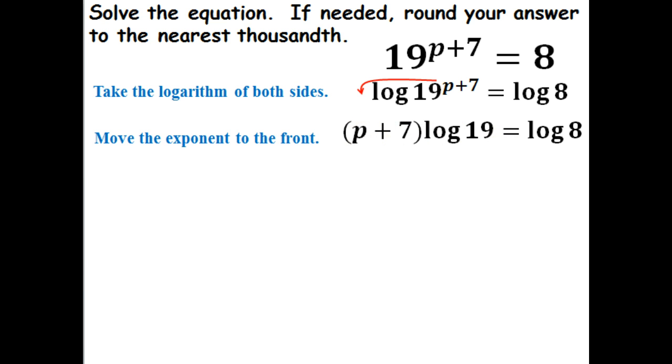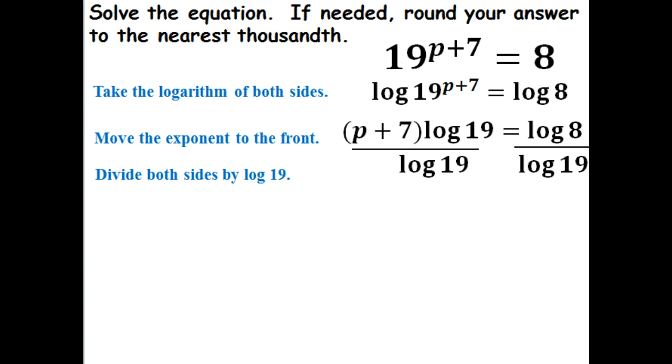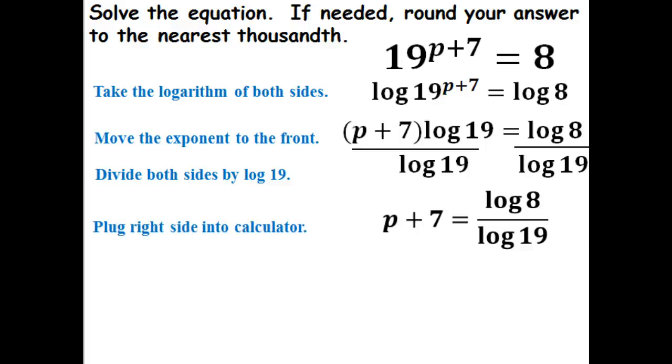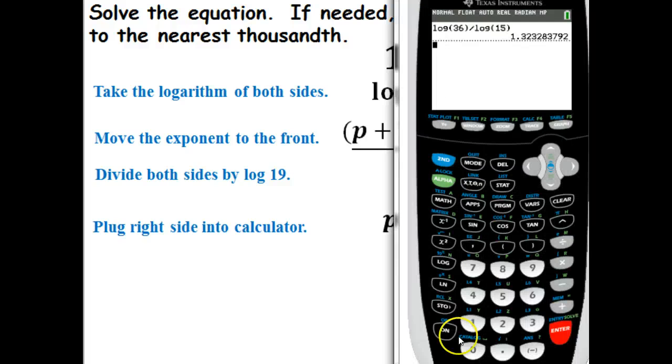That becomes important because the next step is we're still trying to get p all by itself, so we're going to divide both sides by log 19. So we divide by log 19. That simplifies a little bit to p plus 7 is equal to log 8 divided by log 19. Okay, so we need to figure out what log 8 divided by log 19 is, so we're going to plug that into our calculator. Let's bring our calculator back in here. Okay, so we've got log 8, don't forget to close your parenthesis, divided by log 19. Close your parenthesis and hit enter. And it gives you this answer here.